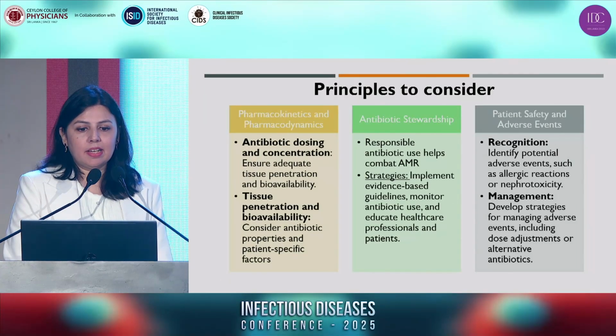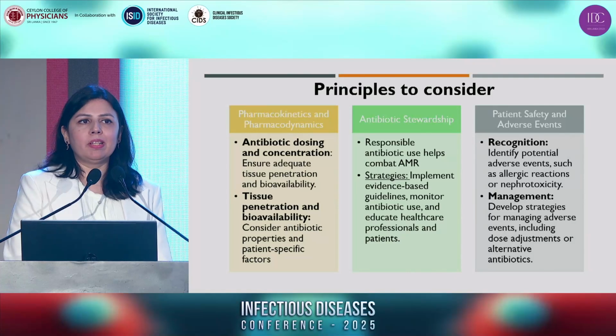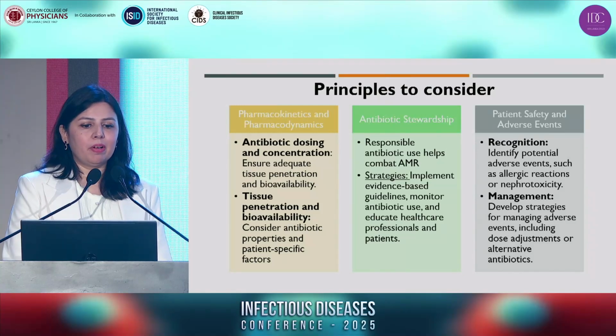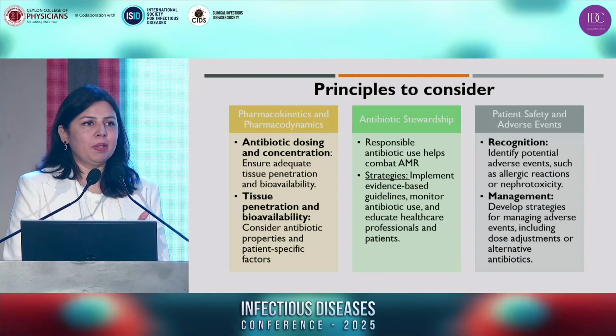So I guess this is the last slide, the principles to consider. Thanks to Dr. Ibrahim for covering the majority of the points that I'm presenting here. Whenever you are going towards effective antibiotic delivery, you have to consider these three things mainly. That can be the pharmacodynamics and the pharmacokinetics. What is the dose of the antibiotic required? What is the concentration of antibiotic that is required? Does the antibiotic have good tissue penetration? Is the bioavailability good? These points need to be considered.